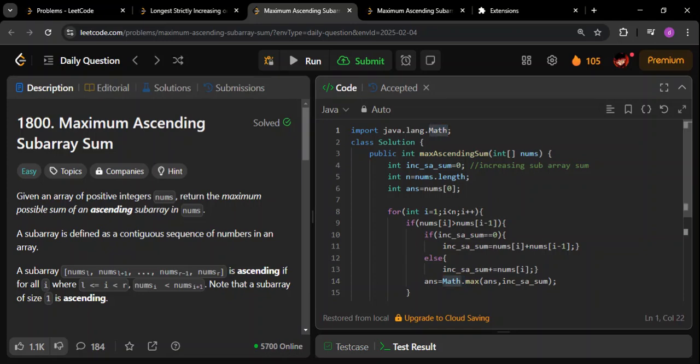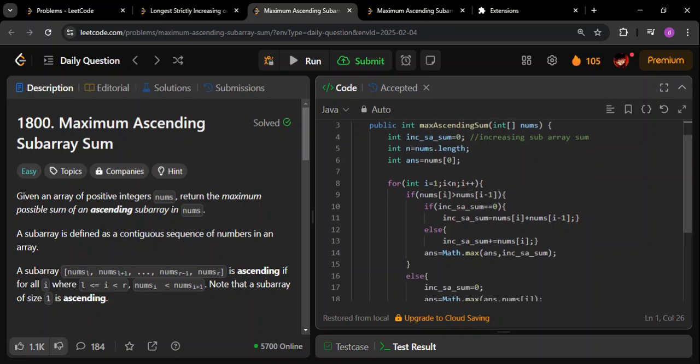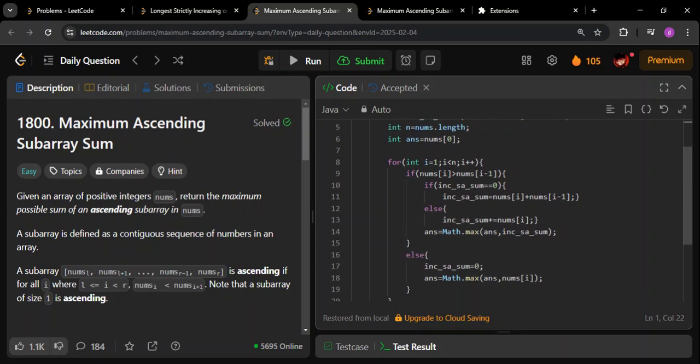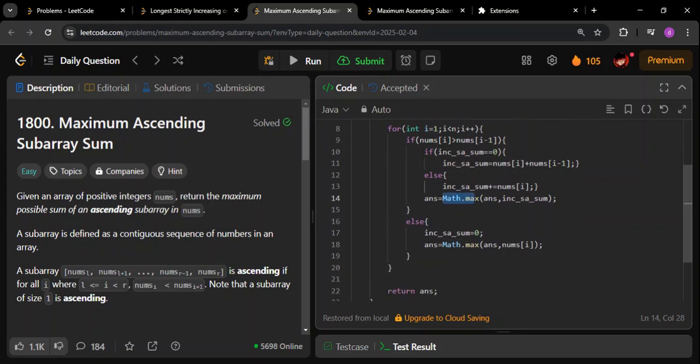Some people will ask, can I import max directly and remove this part? It is not possible because, as I mentioned, max is a static function. It has to be used with a class name, otherwise you will get errors. That is the only difference between Python and Java. Other than that, everything is the same.